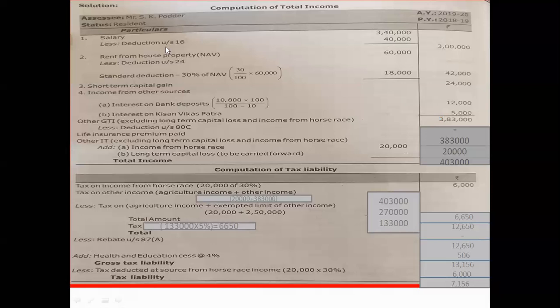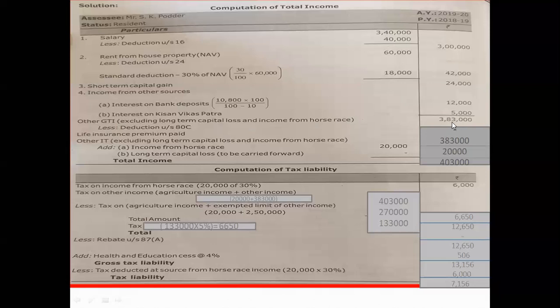So after salary amount 3 lakh, income from house property 42,000, short-term capital gain 24,000, income from other sources 12,000 plus 5,000, totally the amount is 3,83,000. So this will be called gross total income, or other gross total income, because we have not included the casual income or long-term capital loss. That's why it is called other gross total income, excluding long-term capital loss and income from horse race. So the balance amount is 3,83,000.